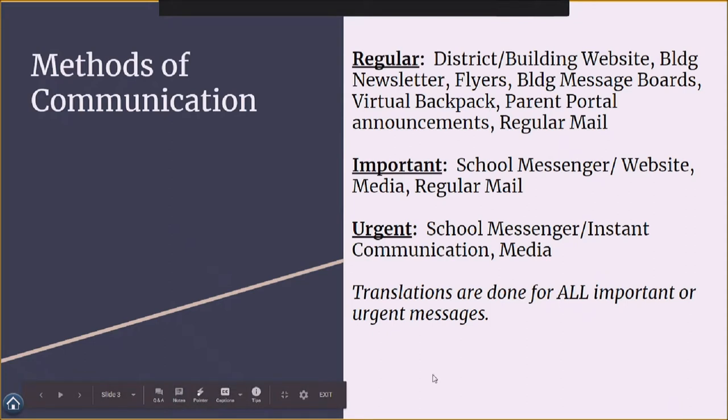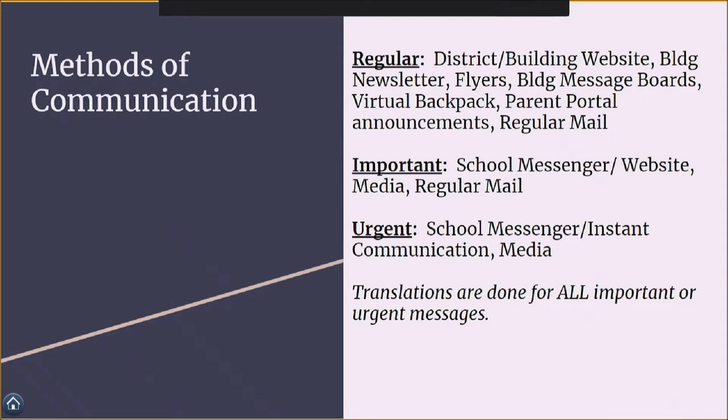Regular communication comes out through district and building websites. All of our buildings have a website, and our district also. We have building newsletters. Sometimes we call them e-blasts. Most of our buildings are doing e-blasts, not hard copy newsletters anymore. Then there are message boards outside of the schools, virtual backpack, which you are all familiar with, and parent portal announcements. Buildings can actually put their own portal announcements, so if you log in to the portal, you can see exactly what's going on. And then regular mail.